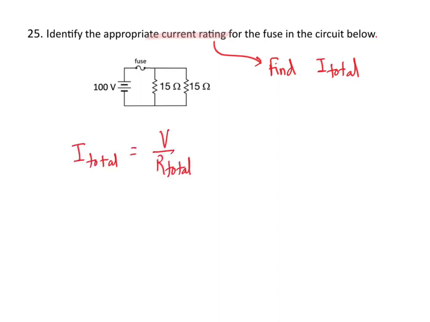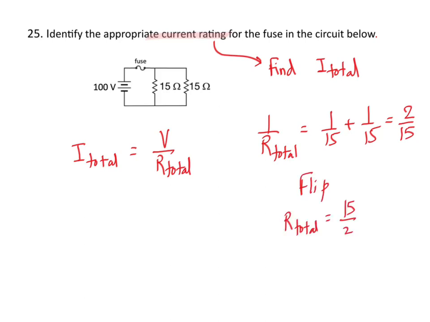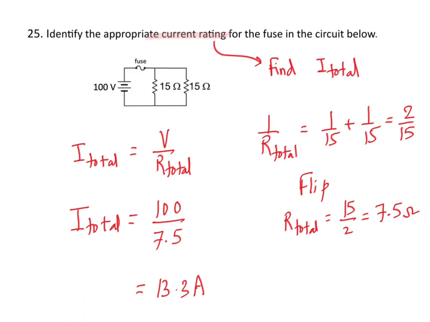So we'll use the formula I total equals V over R total to get the total current. To get the R total, we'll use the formula for parallel. 1 over R total is equal to 1 over 15 plus 1 over 15. That gives us 2 over 15. We'll flip it to get 15 over 2, which is 7.5 ohms. Substitute that into the current formula and we get the current value as 13.3 ampere. So the total current in the circuit is 13.3 ampere.